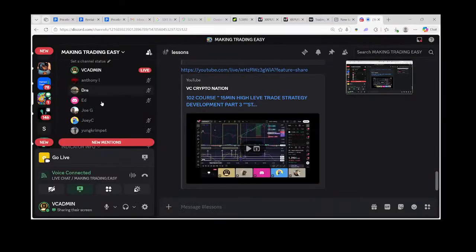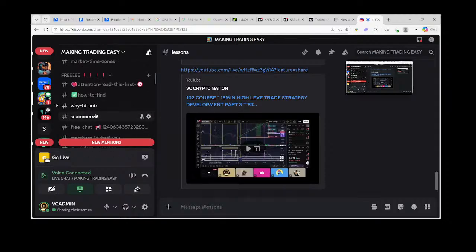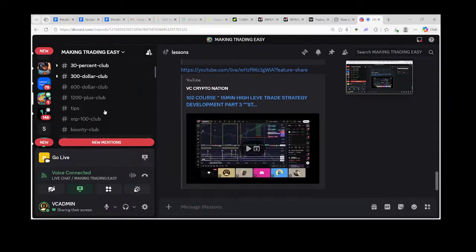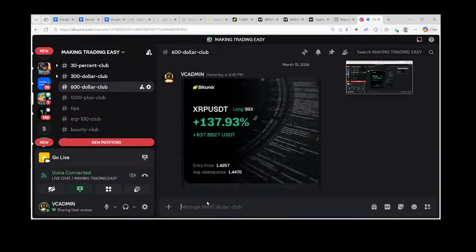That's how I lost the Discord. I went to go post inside the club, and then I hit the X.